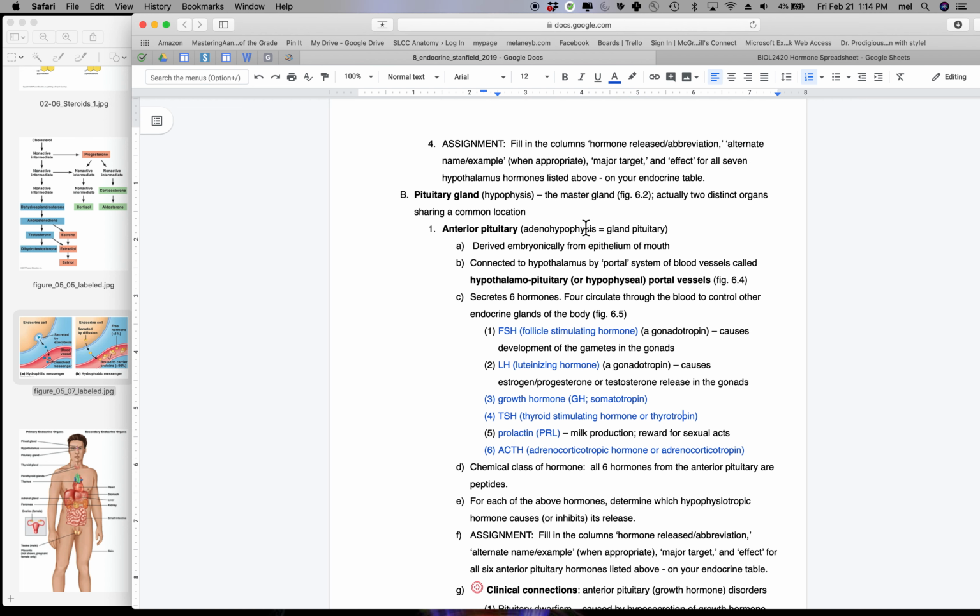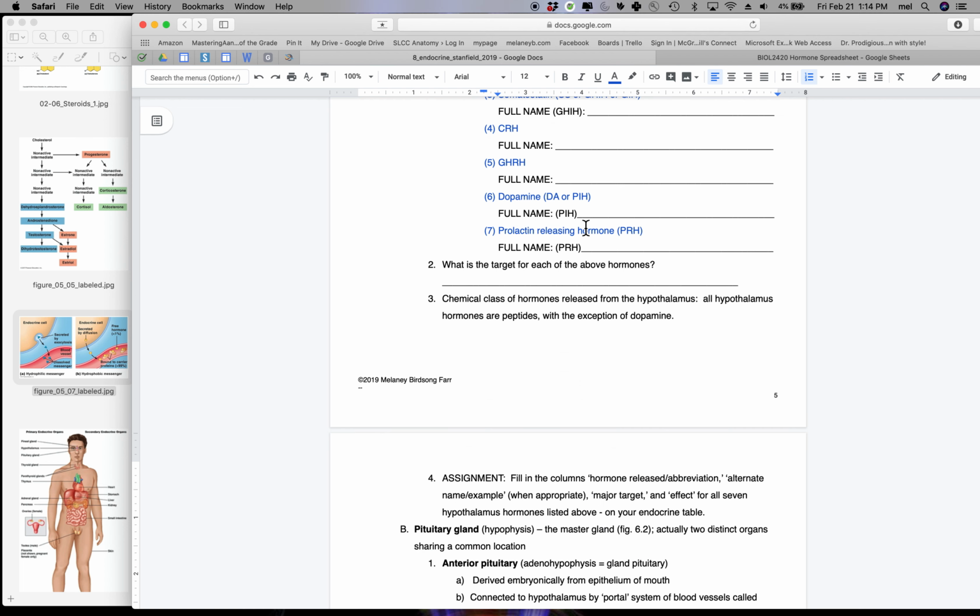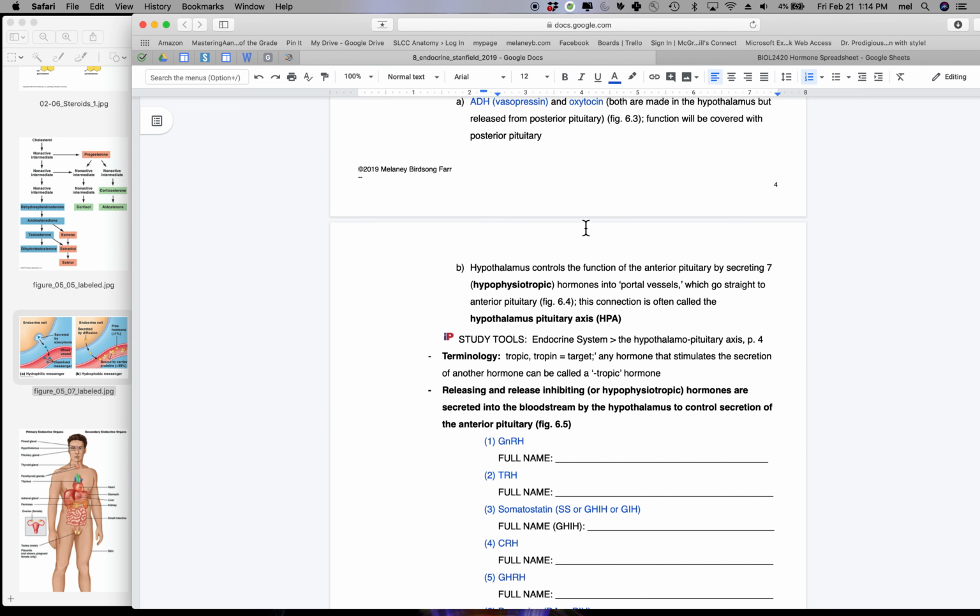And we'll go back and pick this up at the beginning of the lecture, and we'll reinforce it as we go through the lecture. So if you run into a hormone, and you will, that has the suffix tropic or tropin, like thyrotropin, that means target. So if it's thyrotropin, it's telling you that the thyroid is the target, okay?